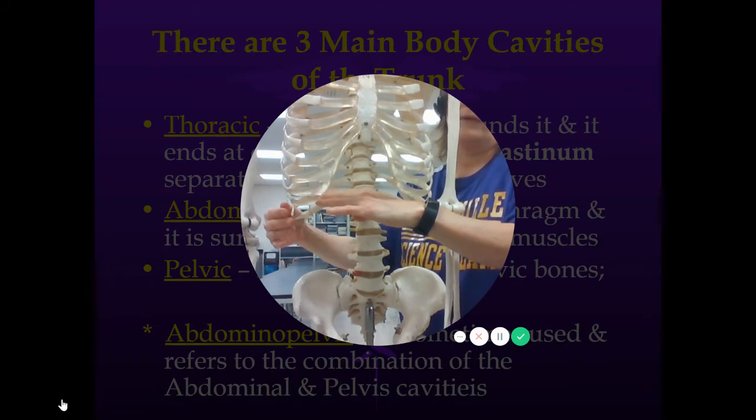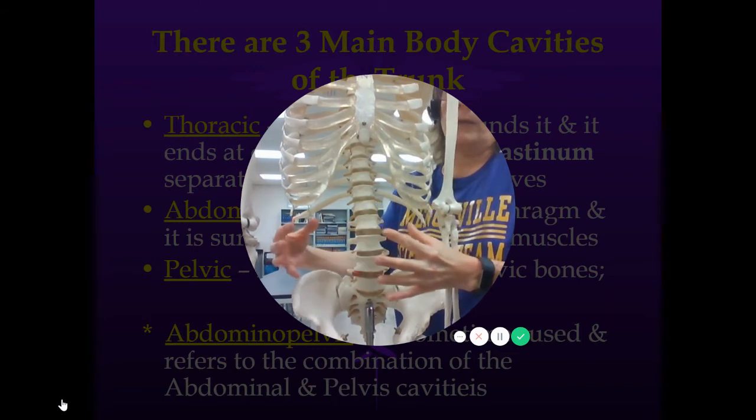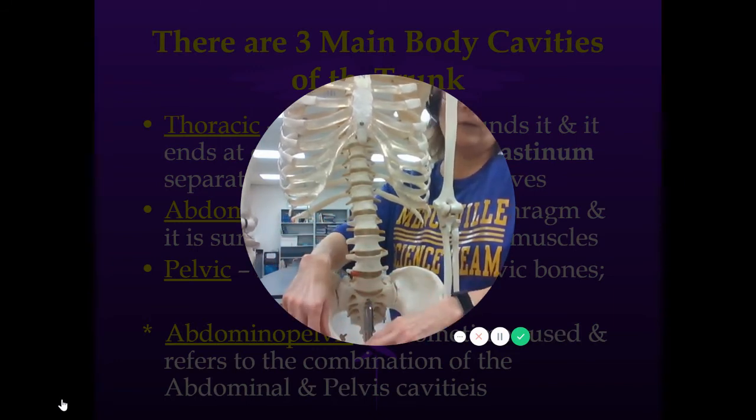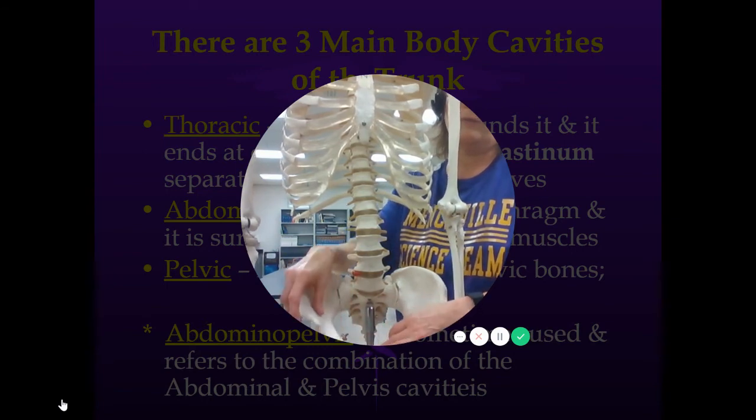Okay, so thoracic cavity is the rib cage, bound by the ribs, with that thin little diaphragm muscle that's going to separate it from the abdominal cavity. The abdominal cavity is held in by the abdominal muscles, and then you have the pelvic cavity, small down here, but it's between these pelvic bones. Okay.